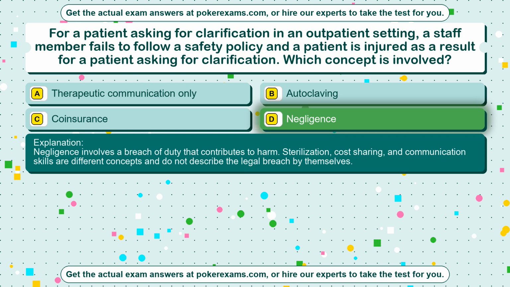Sterilization, cost sharing, and communication skills are different concepts and do not describe the legal breach by themselves.